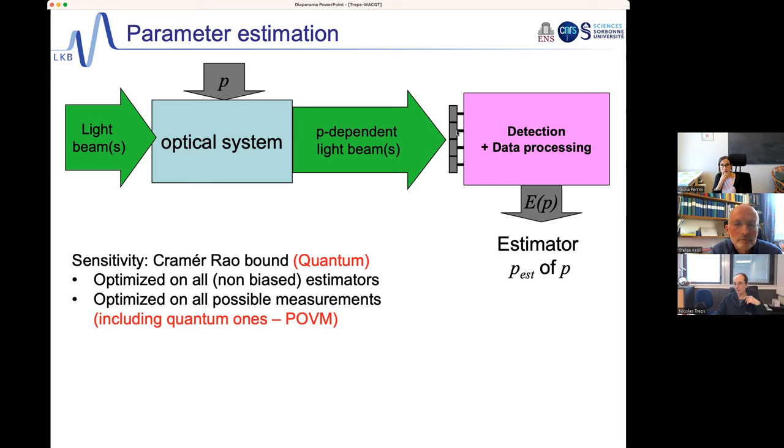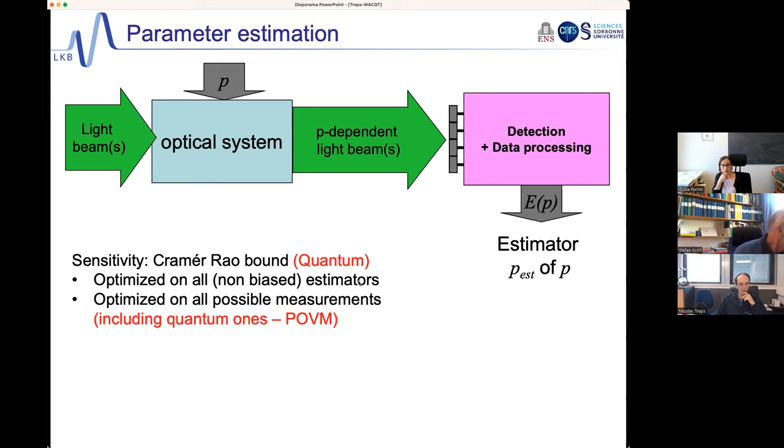Then you make measurements. You can do one. You can do many. You can split your light in many ports. So like in the Mach-Zehnder, we had 2 detectors. You can have many detectors. If you have an image, you can have a CCD camera. And then you construct an estimator.